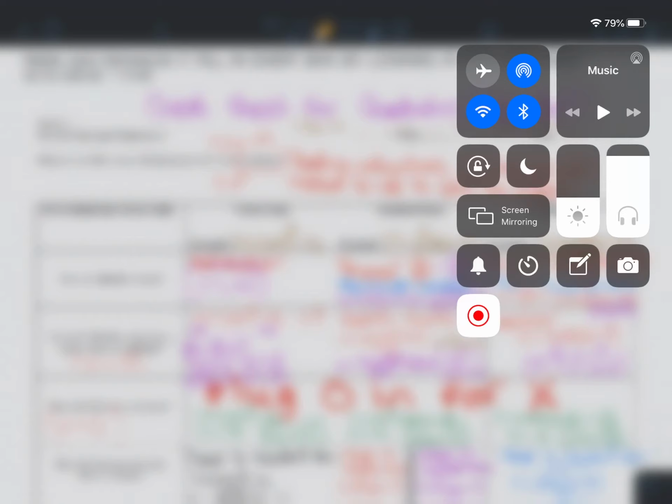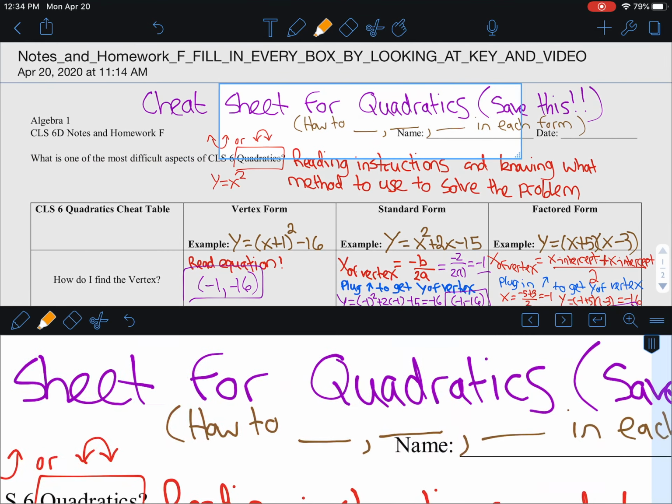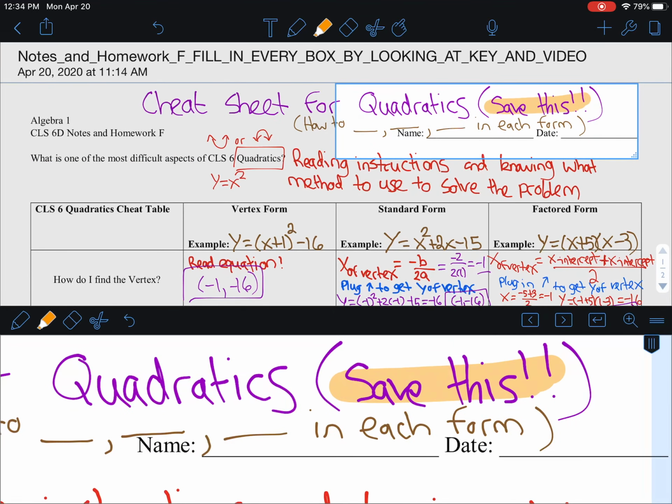It's going to look a little overwhelming at first, but this is something that you're going to be relying on for the rest of the year and something that you can use next year when you're dealing with quadratics and geometry and so on. Anyways, it's really important for you to get this down. All right, so here we go. So the cheat sheet for quadratics, this is a cheat sheet. You should save this. It's really, really important to save this.